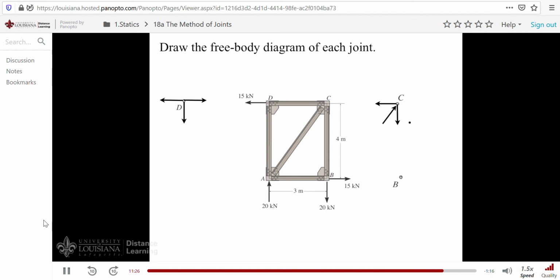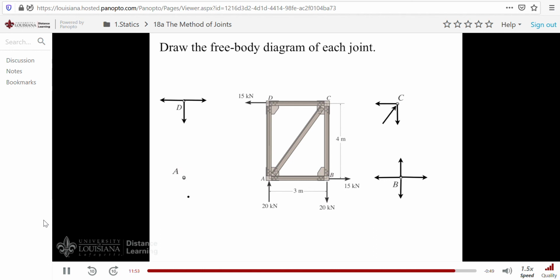Now we'll go to joint B. How many forces act on its free body diagram? There'll be 4. We have this force going up, pulls on the pin because it pulls on the pin here. And here we have the force of 15 kilonewtons, here's the force of 20 kilonewtons, and finally, the force of member AB on the pin. We're assuming it to be in tension, it's pulling on the pin.